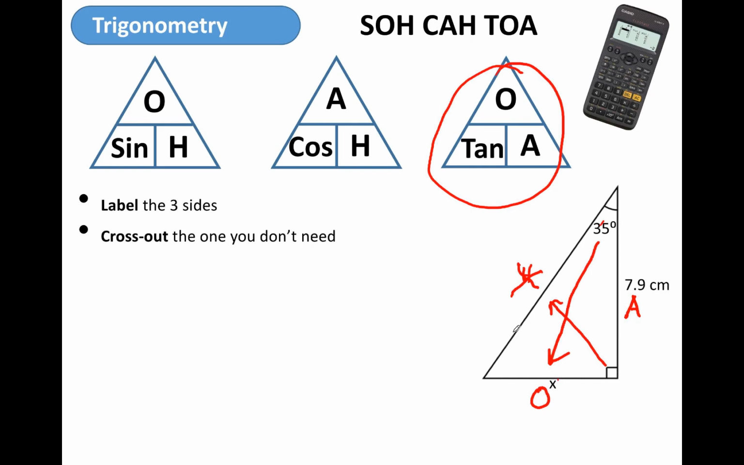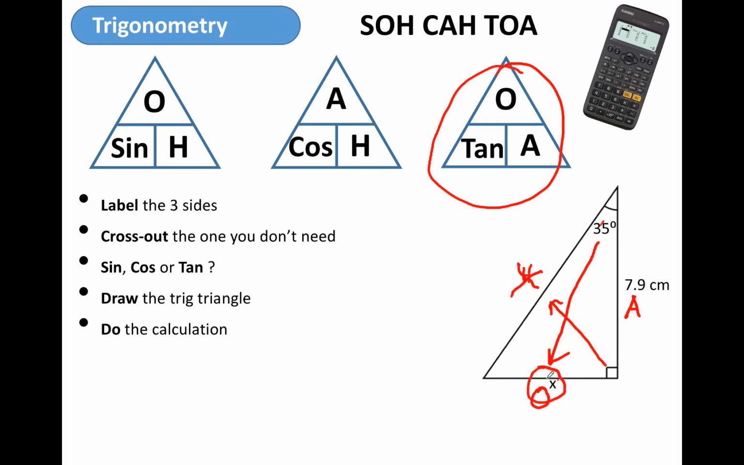Right, next step is, am I using sine, cos, or tan? Well, we've done that. What I want to do now is draw the trig triangle. Well, I've got my trig triangle, there we are, tan in the bottom left, O at the top, and then A down here. And do the calculation. Well, to do the calculation, I need to know what to do. So I'm trying to find this side down here.